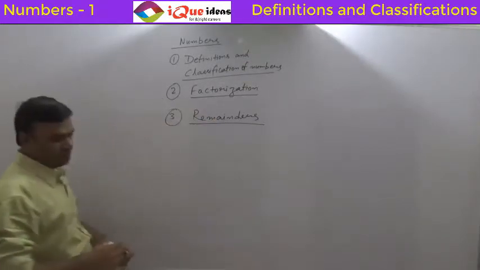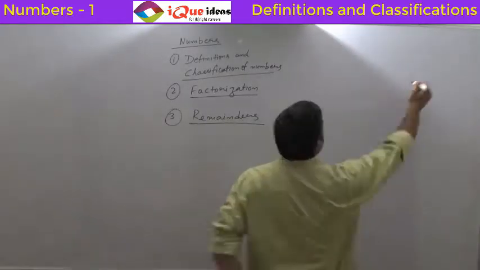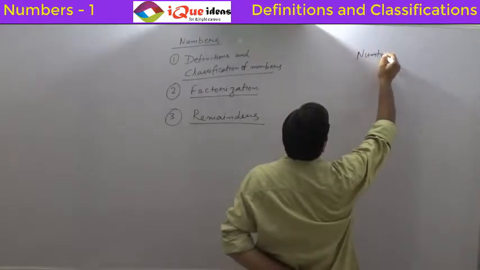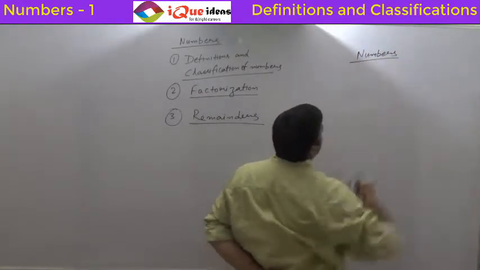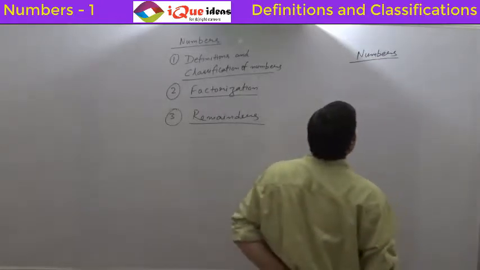Alright, so first we'll take up definitions and different types of numbers. First of all, what are the numbers? What do we call number, or what do we know as number?